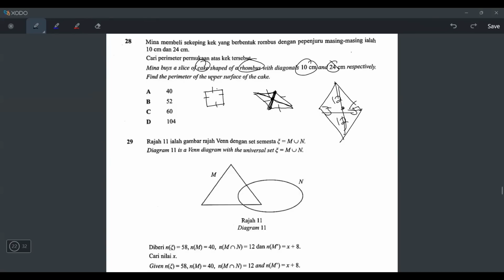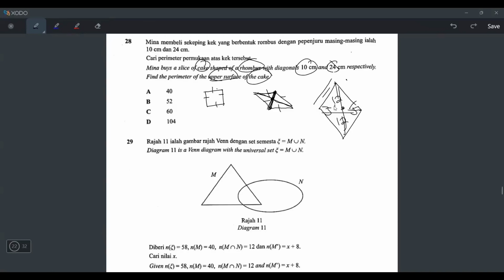And then they say find the perimeter of the upper surface of the cake. If I want to find the perimeter of the cake, and the cake shape is a rhombus, it means I have to take this side plus this side plus this plus this. But you don't have to do that. You just have to find one side and then times 4, because this is a rhombus. All 4 sides are the same length. So you just get one side and multiply by 4, then can already.